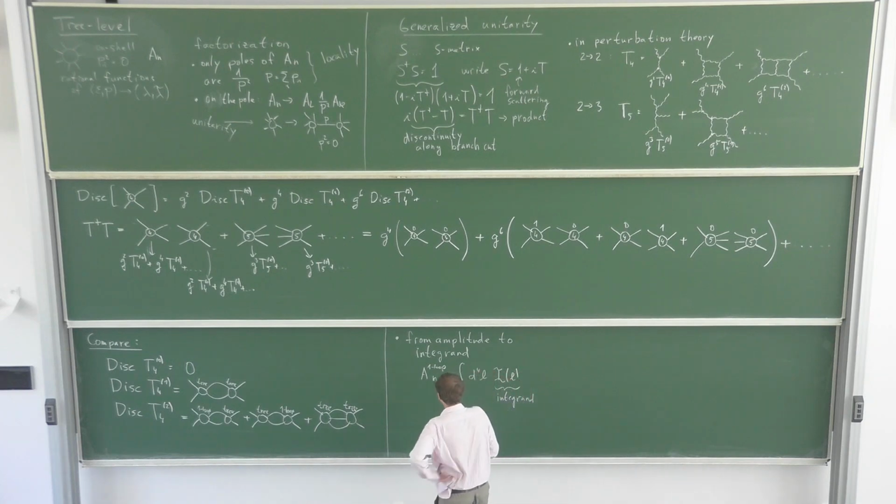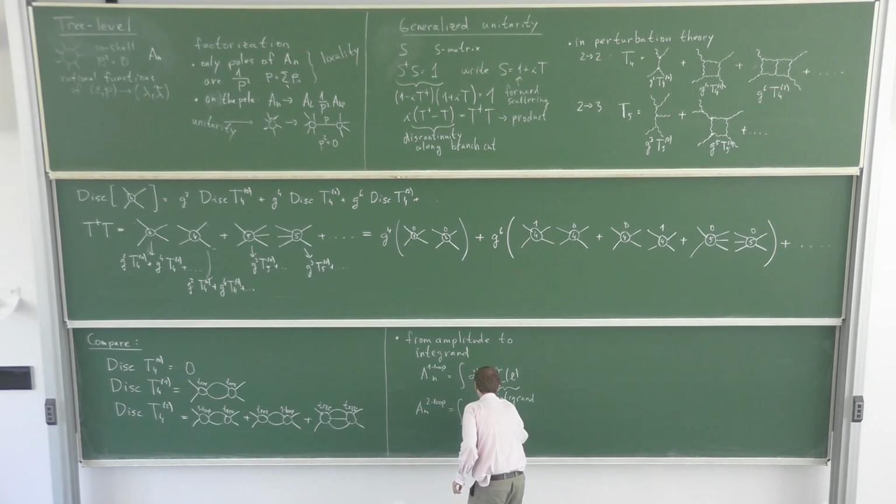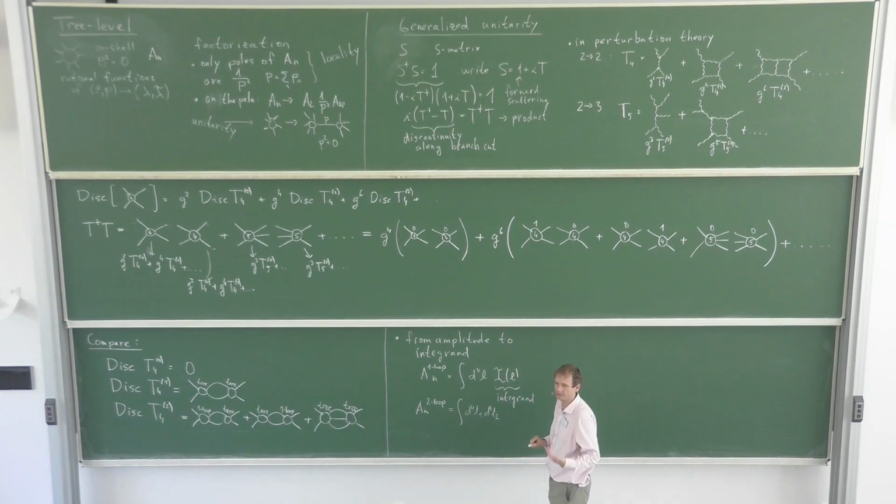All right, and if you have two loops, you have, of course, two integrations to be done. Now, these integrations are subtle, so I'm writing here d4l, but as Lance already mentioned, things are IR divergent. You have to regulate it. Maybe you don't want to do it in four dimensions, but shift the dimension and so on.